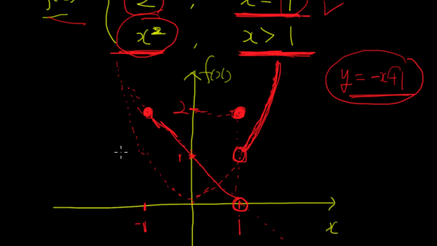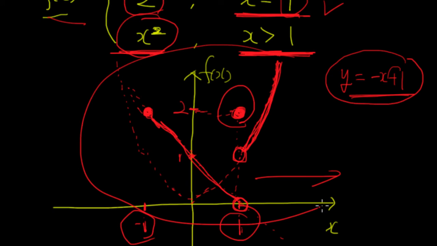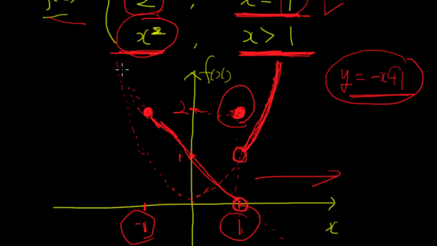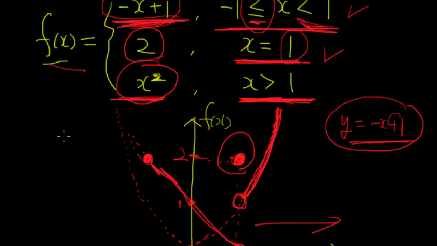That looks like this. Between negative 1 and 1, we have this nice solid line. Right above 1, we have just one single point. When x is greater than 1, we have this curve right there. And that's going to be the graph of this piecewise defined function. Okay? All right.